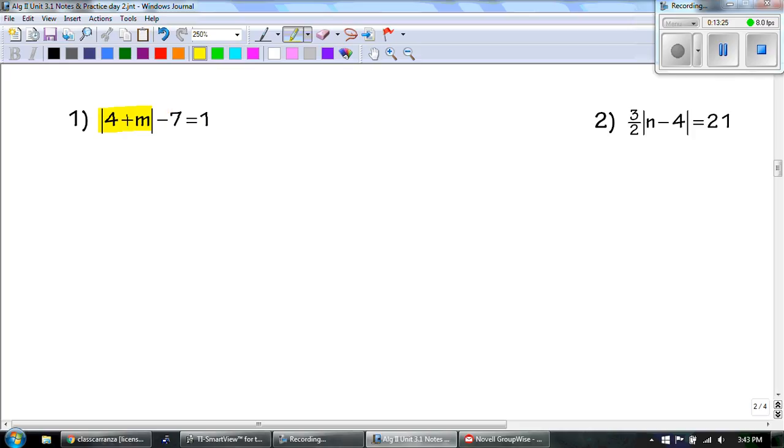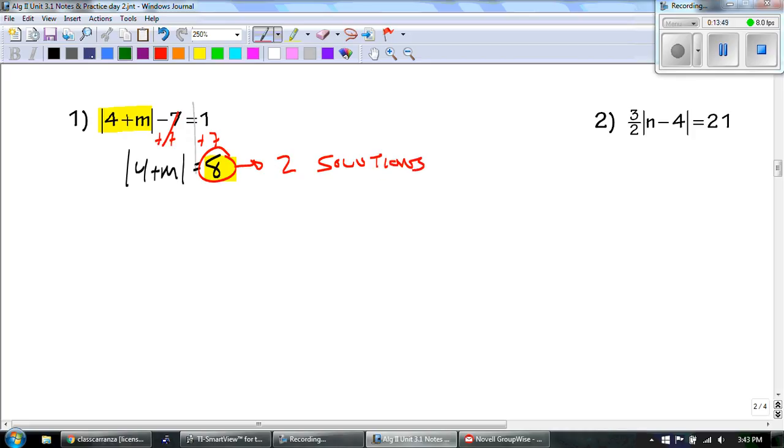So absolute value, it's not by itself. So first step, add 7 to both sides. We get the absolute value of 4 plus m equals 8. Awesome. So we know that this is going to have 2 solutions. 4 plus m equals -8. 4 plus m equals +8. Go ahead and solve them. No, you don't have to pause the video because this should not take very long.